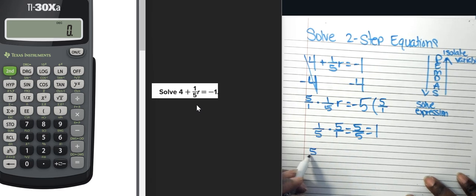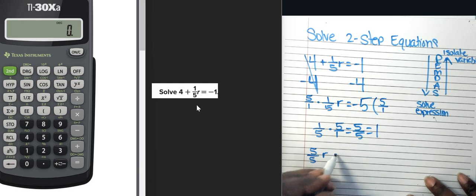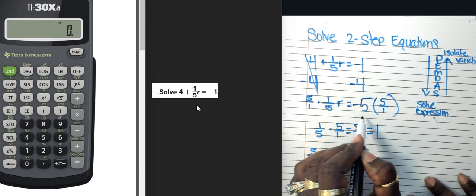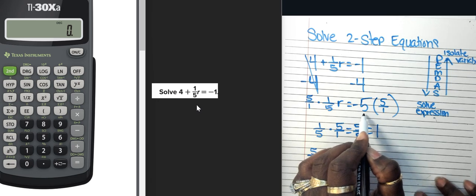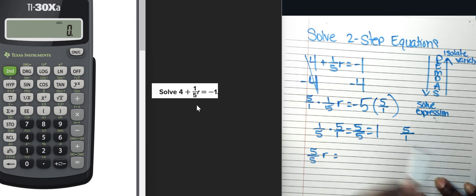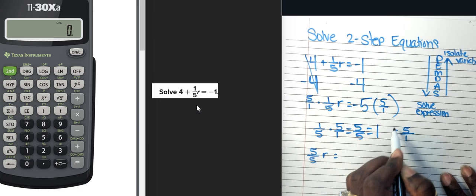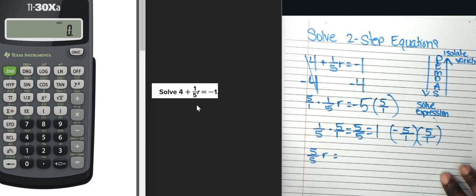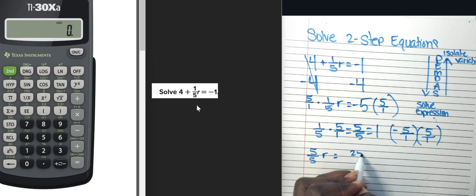And then 1 times 5, that becomes 5. And then we have our r here, and that's going to be equal to 5 as a whole number. Hopefully, we remember that any whole number has a denominator of 1, right? So this is -5 times 5/1. Okay. So we have 5 times 5, that gives me 25.